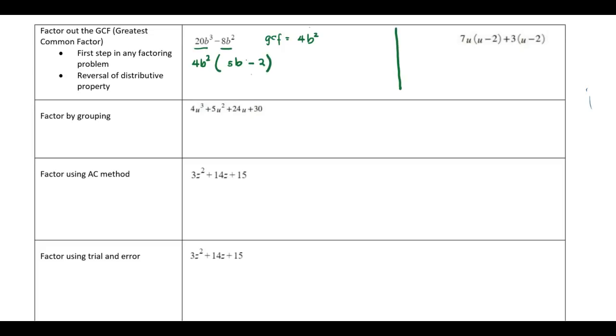On the other hand, here, constants 7 and 3 have nothing in common except 1. So the only thing common between these two terms is u minus 2. So we pull it out. We're left with just 7u in the first term and just 3 in the second term. Done.